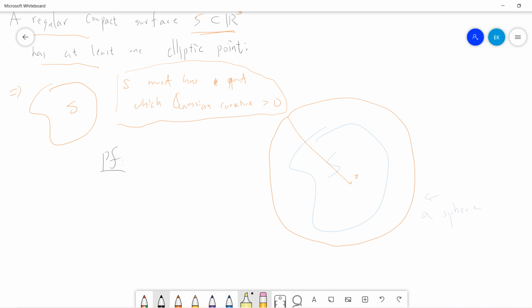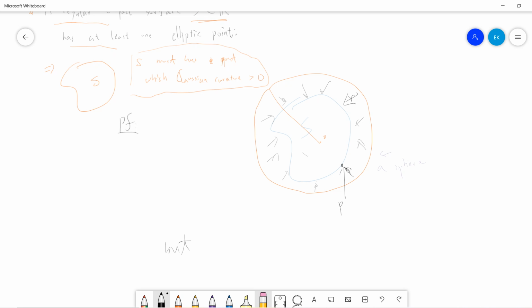Then one can just shrink this sphere. And at some point, this sphere will meet with S. So let's say this point is P.